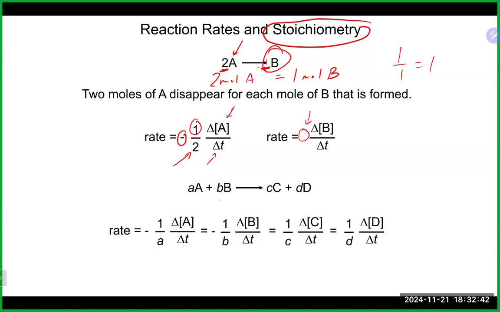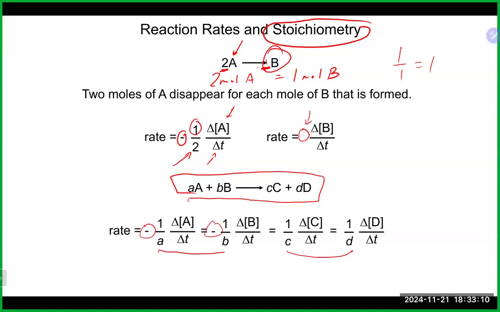So in general, if you have a reaction such as this, you could take the rate is equal to minus 1 over A, the change in concentration of A over time, equals minus 1 over B, the change in concentration of B over time, equals 1 over C, the change in concentration of C over time, and 1 over D, the change in concentration of D over time. These are our products, so there's no negatives there. These are our reactants, which do have the negatives.